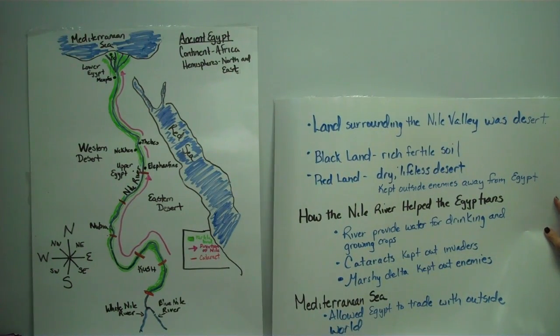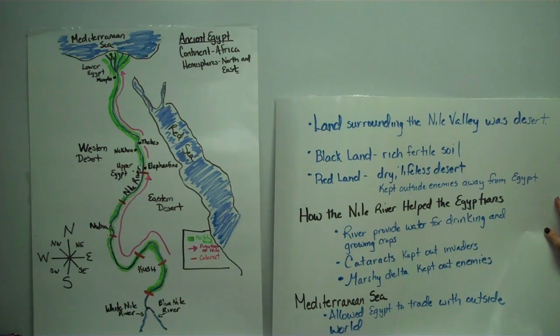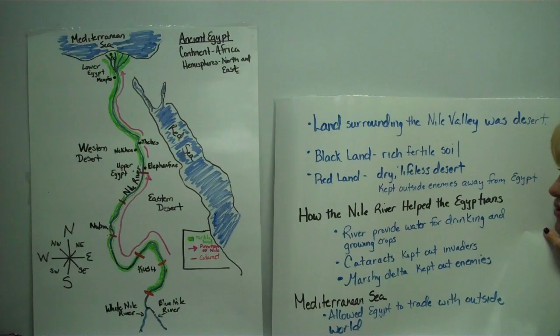Now, the land surrounding the Nile River was desert. We have on the west the Western Desert, and on the east the Eastern Desert. The black land, you will hear them refer to black land, was the rich fertile soil that was provided through the flooding of the Nile, which brought the silt. The red land is the dry, lifeless desert, and it kept enemies away from Egypt.